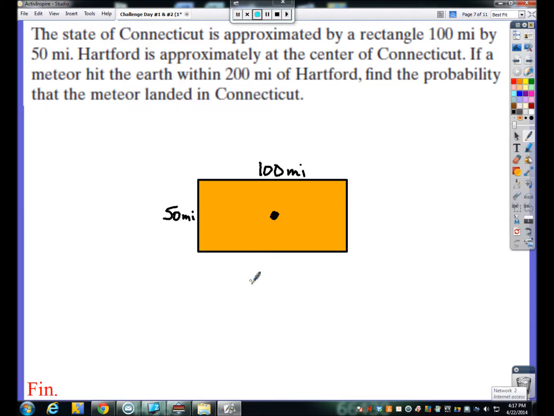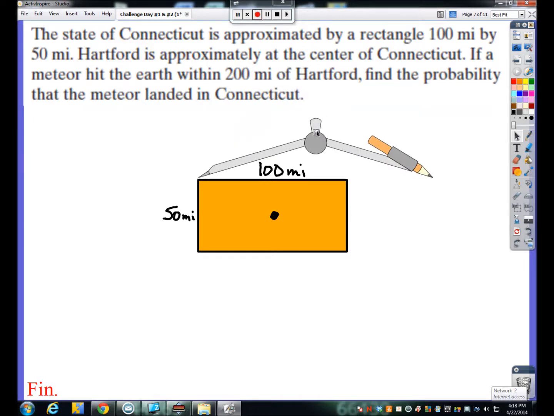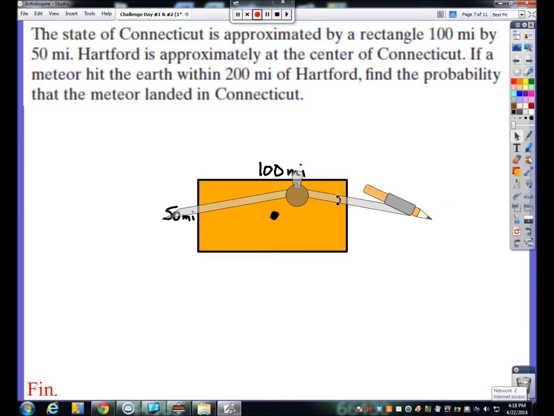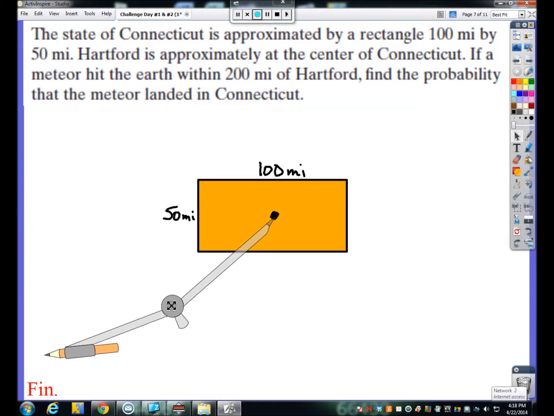Now, a meteor is going to hit within 200 miles of Hartford. So within 200 miles, let's make this look maybe somewhat legitimate. Make it bigger, stretch it out. So we're going to say that's about 200. Okay, so here's 100. Maybe there's another 100 there to the end of the pencil. Swing this over here. This is going to be rather difficult considering what I want to do here. Okay, we'll just do it this way. So if this is Hartford and this represents out to here, this is 200 miles.